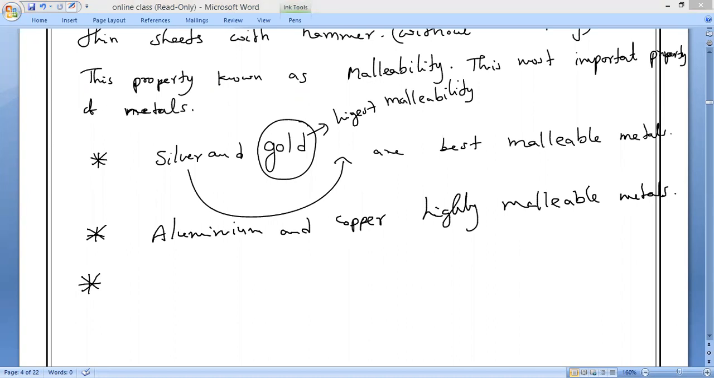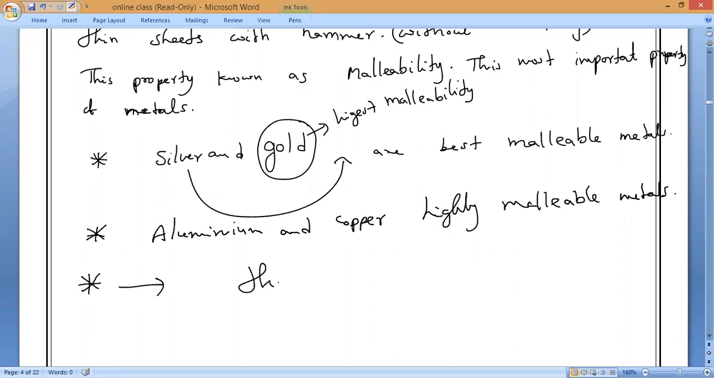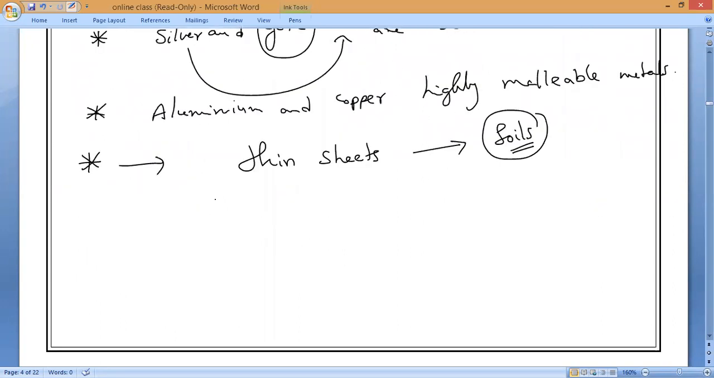Now, sir, you can see all these metals can be beaten with a hammer to form very, very thin sheets. These thin sheets we call foils. What do we call them? Foils. You might have seen, if you go to a hotel, nowadays they make chapati and pack it in aluminium foil. Do you remember? Chapati packing.